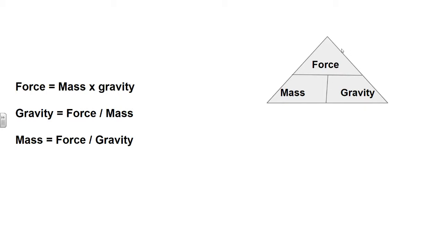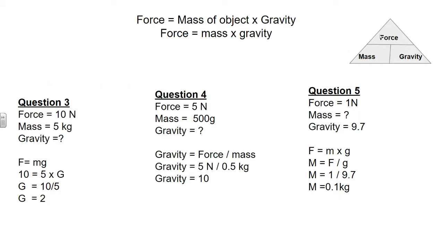So we've got a triangle here that we can use, so you cover over whatever you want to find out. If you want to find out mass, it's force divided by gravity. If you want to find gravity, force divided by mass. And if you want to find force, it's mass times gravity. Okay, so you can use this triangle here, this pyramid, to work it out.